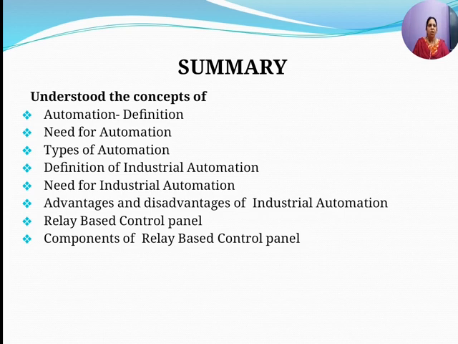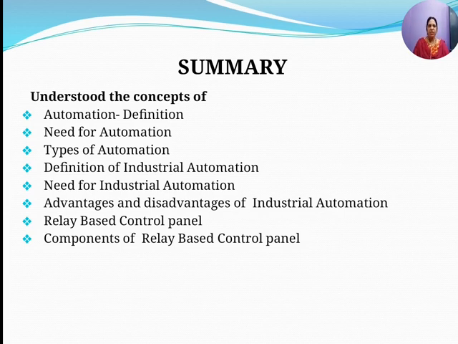understood the concepts of automation. What is automation and its definition? Automation means to perform automatic operations by means of different kinds of machines. It is the use of control systems and information technologies to reduce the need for human work in the production of goods and services.